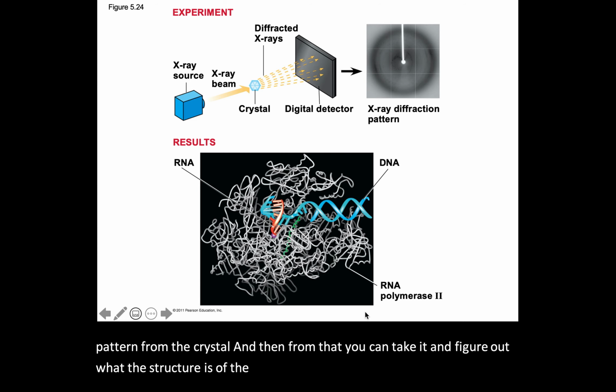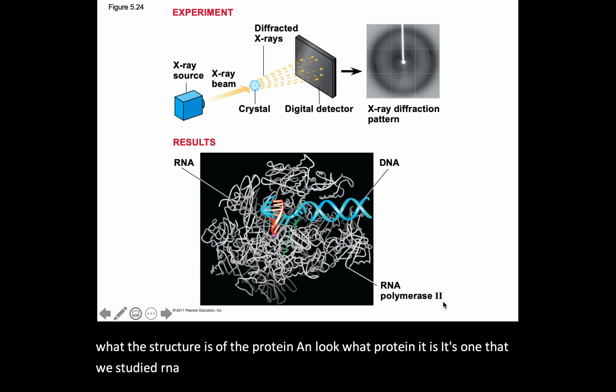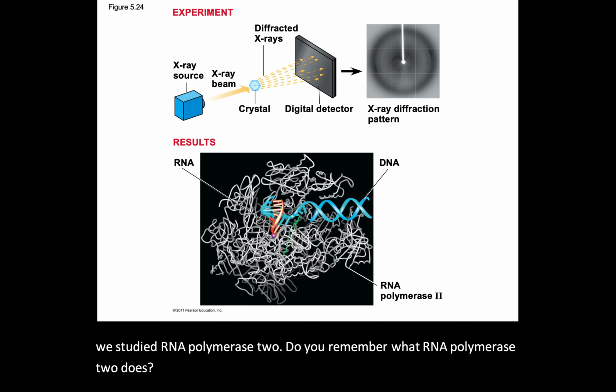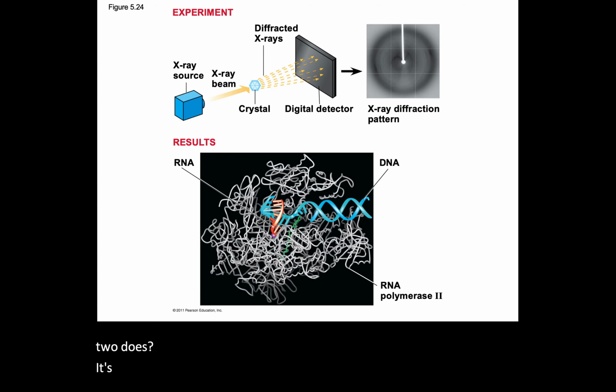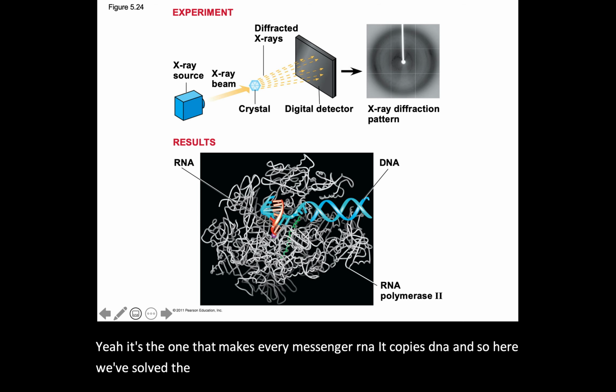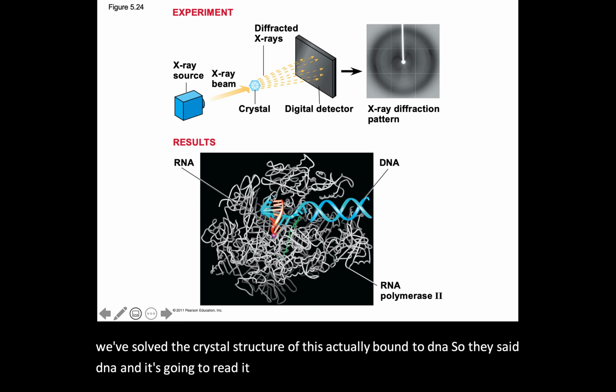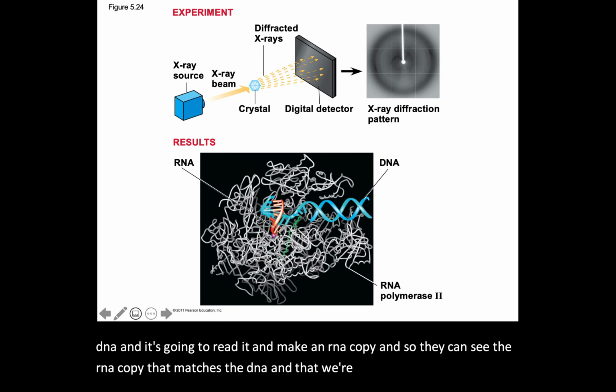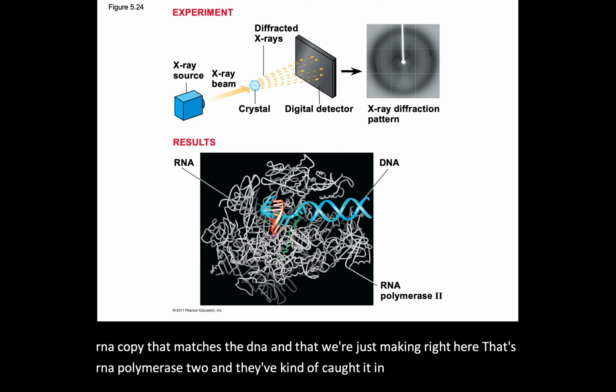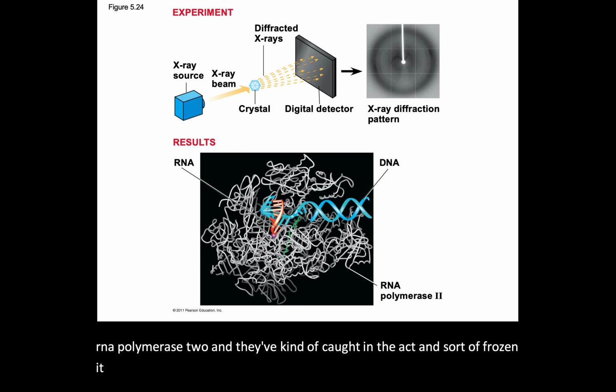And look what protein it is. It's one that we studied, RNA polymerase II. Do you remember what RNA polymerase II does? Yeah, it's the one that makes every messenger RNA. It copies DNA, and here we've solved the crystal structure of this actually bound to DNA, so there's our DNA, and it's going to read it and make an RNA copy. And there you can see the RNA copy that matches the DNA and that we're just making right here. That's RNA polymerase II, and they've kind of caught it in the act and sort of frozen it in this position, which is kind of neat.